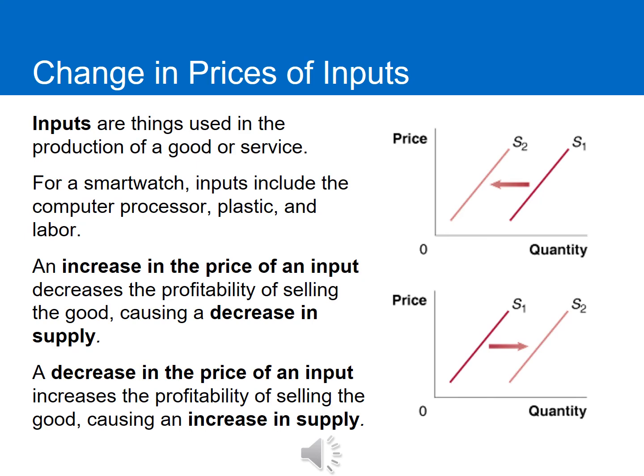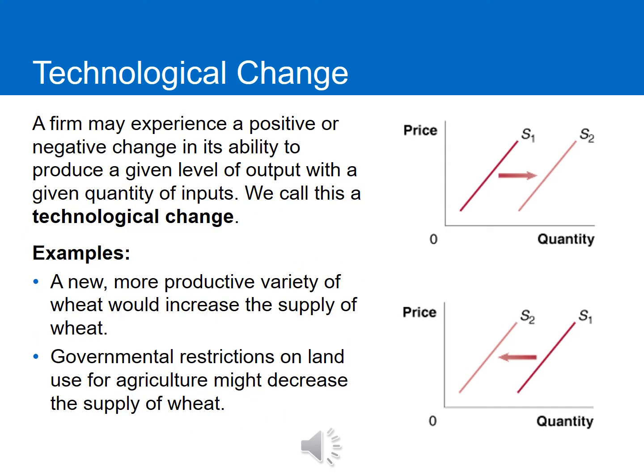The next determinant of supply that we'll look at is a technological change. A firm may experience a positive or a negative change in its ability to produce a given level of output with a given quantity of inputs. We call this a technological change. Technological changes can be a new advancement in production methods, maybe a more efficient method of production, like using the assembly line. It could be better technology, things that are more efficient, an actual better machine being used in the production process.